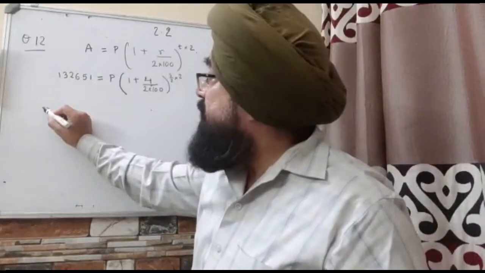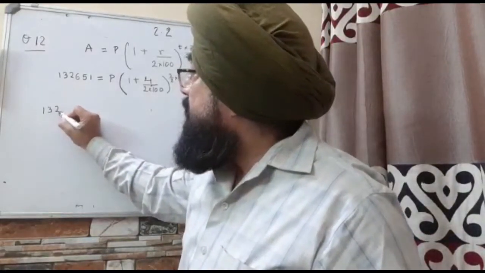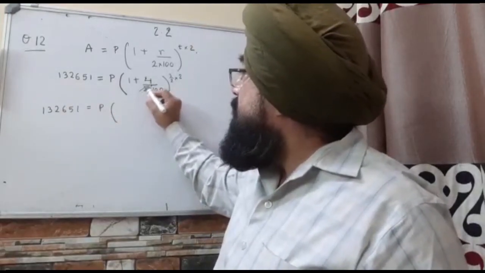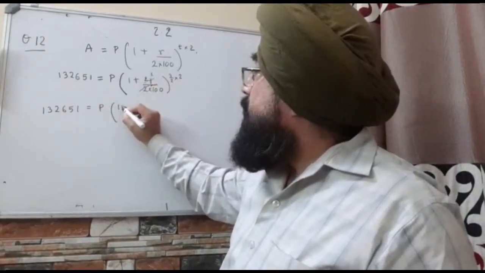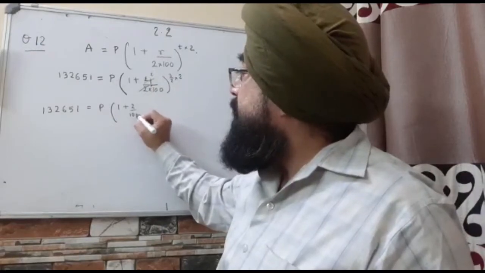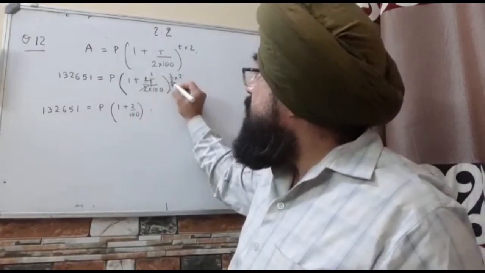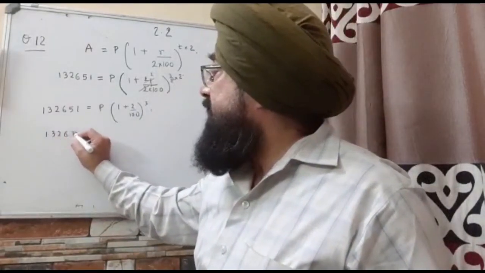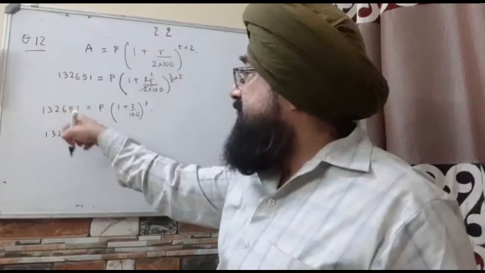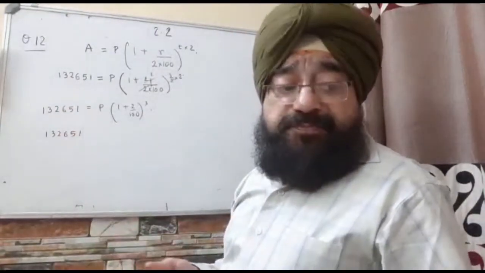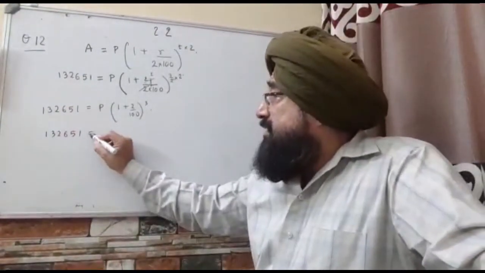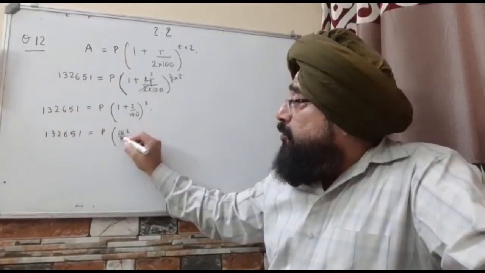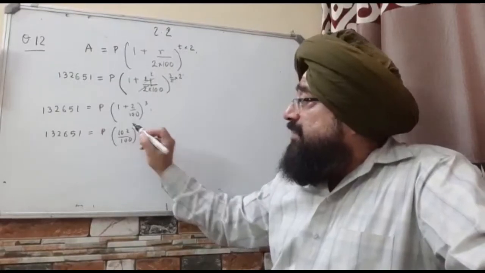Now I simply simplify this. 132651 is equal to P in the bracket. You can see this 2 and 4 get cancelled by 2. So 1 plus 2 over 100, raised to the power, this 2 and this 2 get cancelled, and so 3. So very clearly you can see 132651. I will not ask you to think of this as a cube of something, it will be a big task. So no problem. We make it 102 over 100 whole cube, isn't it?